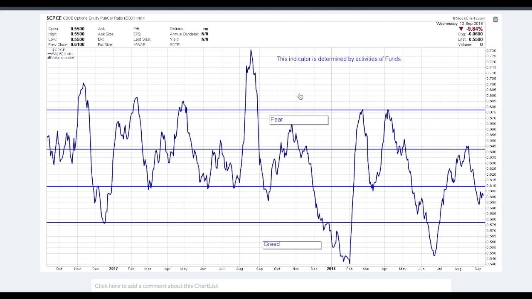So what we're looking at here is put and call activity, mainly by institutions, where they, in a way, are hedging their portfolios. So you'll just notice that when we get into extreme greed, the market tends to go into a correction. So where are we now? Right now we are in greed, not extreme greed, but the market has been getting kind of hot and the put call ratio shows that.